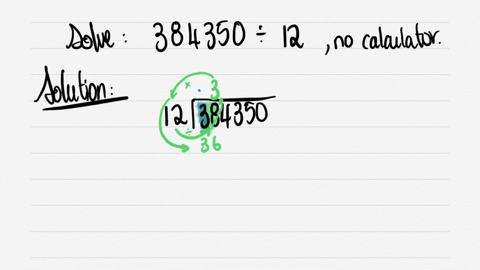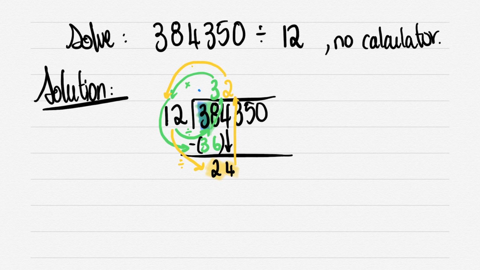Alright, let's write our 36 in green. Put our brackets, put our negative sign, and we put our line. 38 minus 36 is 2. We then bring the 4 down, and we have 24 to be working with. What do we do now? If you can remember from the previous question, we need to take 24 divided by 12 so that we get 2. 24 divided by 12 gives you 2. 2 times 12 gives you 24. You take it to the bottom, you put your brackets, put your negative sign, and then put a line.